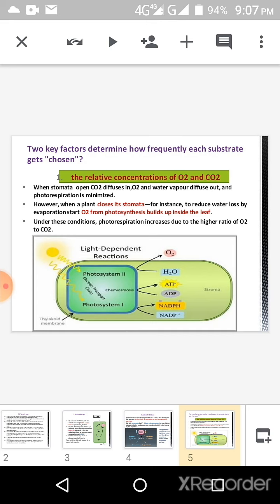However, when a plant closes its stomata, for instance to reduce water loss by evaporation, then oxygen from photosynthesis builds up inside the leaf. Under these conditions, photorespiration increases due to the higher rate of oxygen as compared to carbon dioxide.